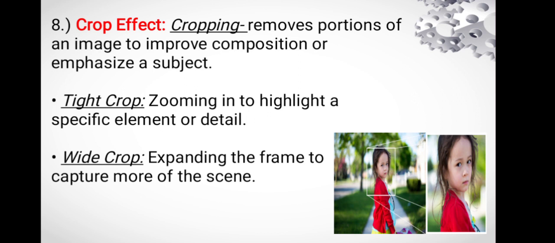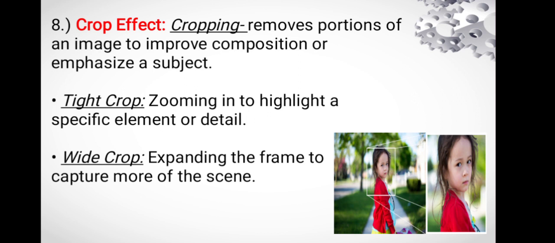Tight crop. When you apply a tight crop, you're essentially zooming in on the image to highlight a specific element or detail. This is a useful technique to eliminate distractions and draw the viewer's attention to the main subject. A tight crop can make the subject appear more prominent and detailed, making it a powerful tool for portrait photography, macro photography, or any situation where you want to focus on specific aspects of a scene.